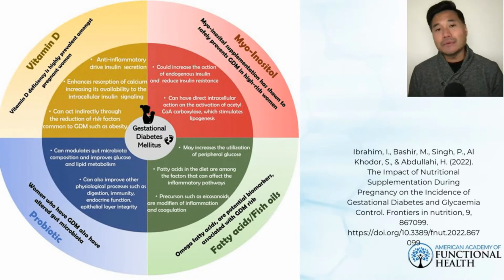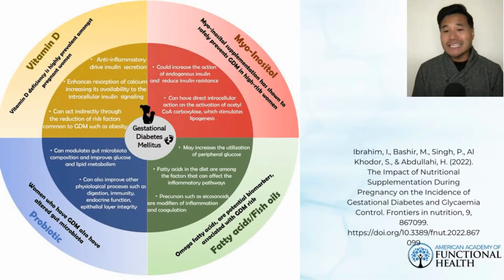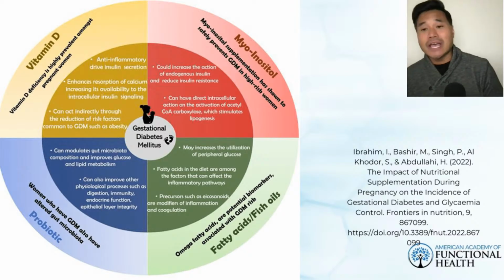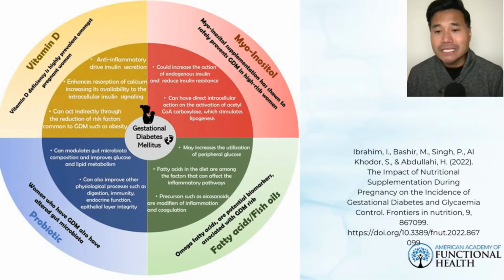This was an image produced from the journal Frontiers in Nutrition, published in 2022. We can see here that vitamin D deficiency is a common complication during pregnancy, and it may increase the risk of developing gestational diabetes. It's a fat-soluble vitamin that improves insulin sensitivity, which we see in this image, and glucose tolerance. We also see nutrients such as myo-inositol, right? This can help increase the action of endogenous insulin, and it can reduce insulin resistance in our patients. We see on the bottom right fatty acids and fish oils, in particular omega-3s, because those are going to be more of the anti-inflammatory omegas.